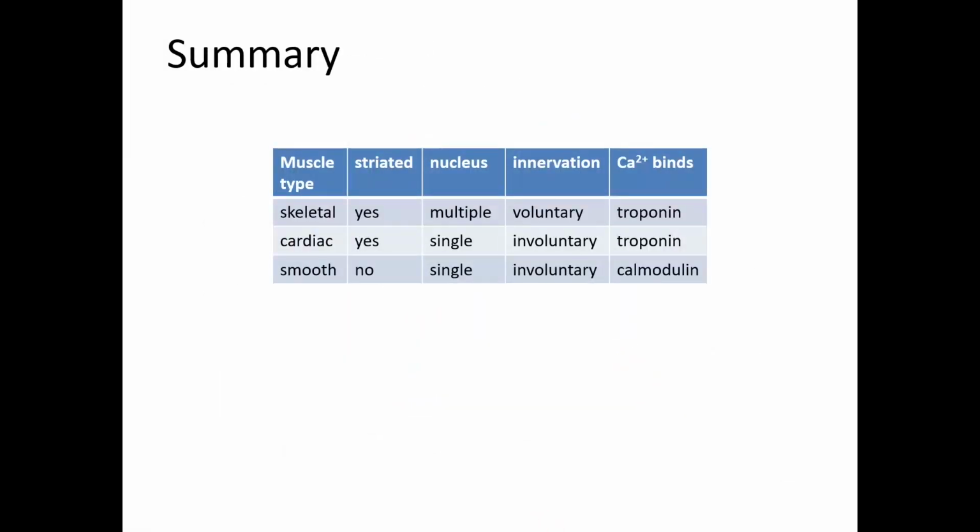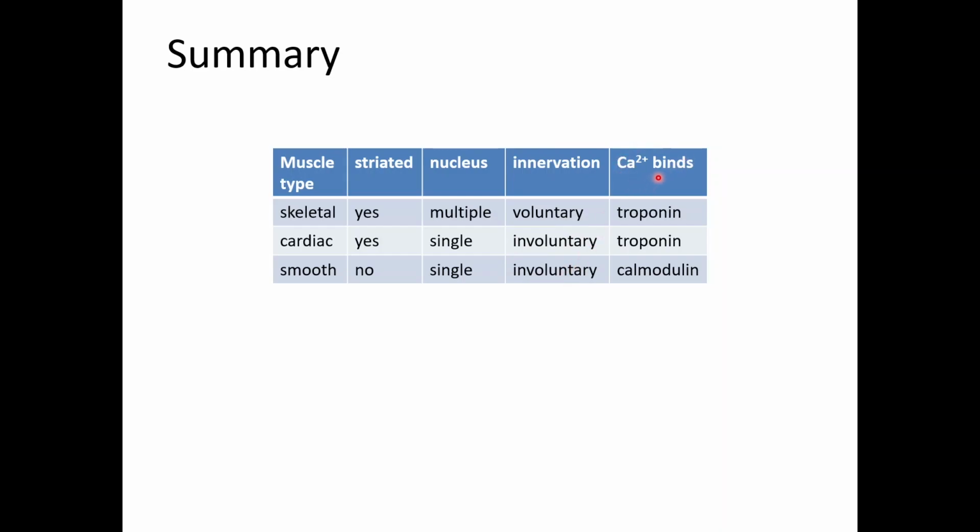So just to summarize, here are the three types of muscle: skeletal, cardiac, and smooth. Skeletal and cardiac are both striated. Smooth is not striated, so there's not that banding pattern in the smooth muscle that we see in the other two. In terms of the number of nuclei that make up a single muscle cell for each of these types, skeletal muscle has multiple. Cardiac and smooth are single. For the innervation, skeletal is under voluntary control, so we have direct control over our skeletal muscle, and cardiac and smooth are under involuntary control, so we do not have direct control of those.